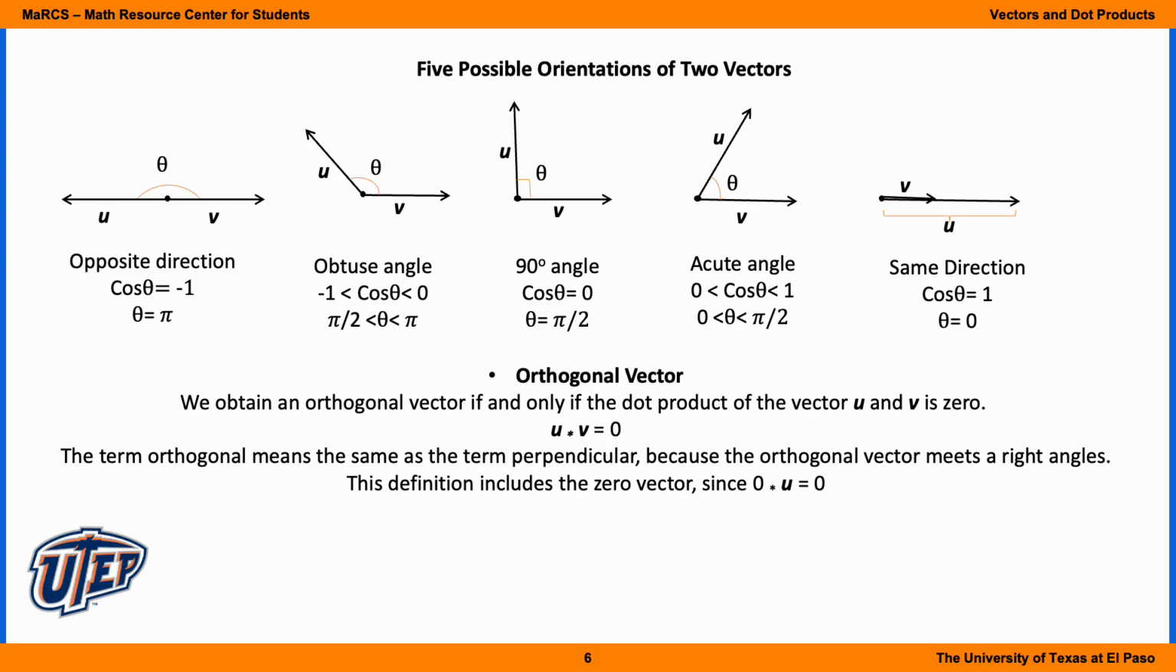Now we obtain an orthogonal vector if and only if the dot product of the vectors u and v is 0. So u dot v is equal to 0. The term orthogonal means the same as the term perpendicular because orthogonal vectors meet at a right angle. This definition includes the 0 vector since 0 dot u is equal to 0.